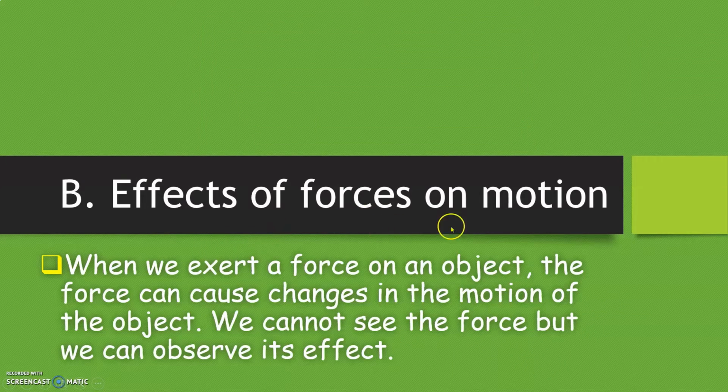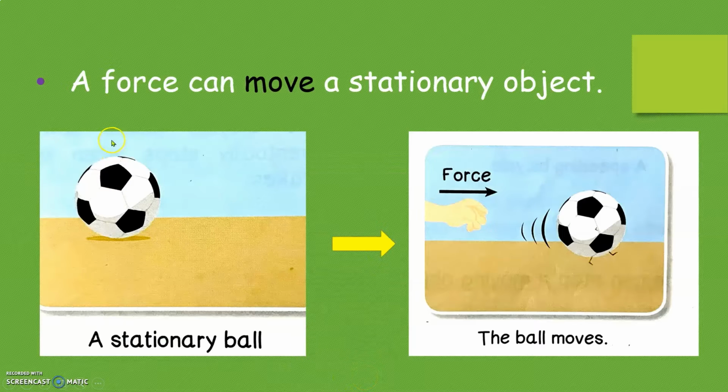Effects of forces on motion. When we exert a force on an object, the force can cause changes in the motion of the object. We cannot see the force, but we can observe its effect. A force can move a stationary object. A stationary ball, when you apply force, the ball moves.